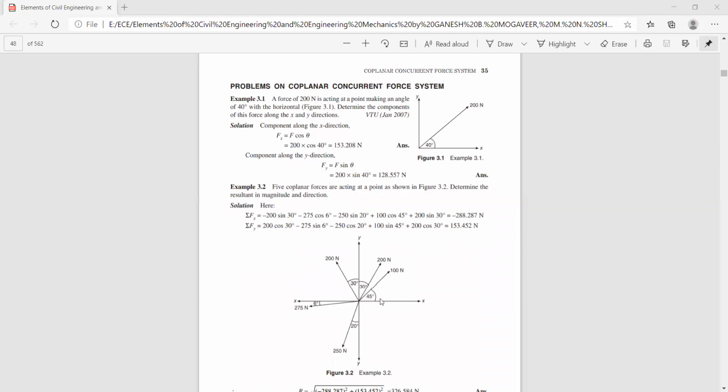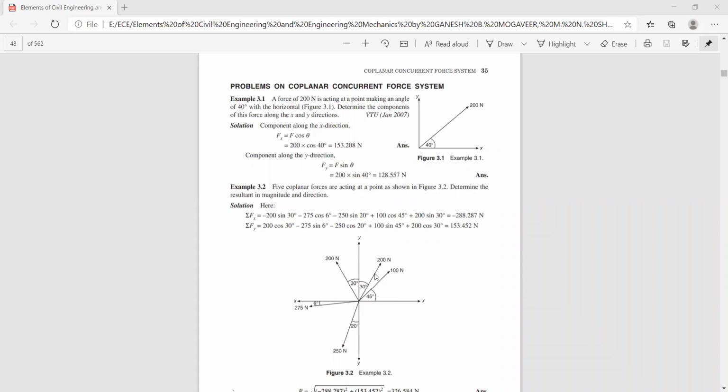It makes an angle 45 degree with respect to x-axis as well as y-axis. Now let us move on. You can see here it is 100 cos 45. Now next force 200. This makes an angle 30 degree with respect to y-axis. Obviously it makes an angle 60 degree with respect to x-axis.